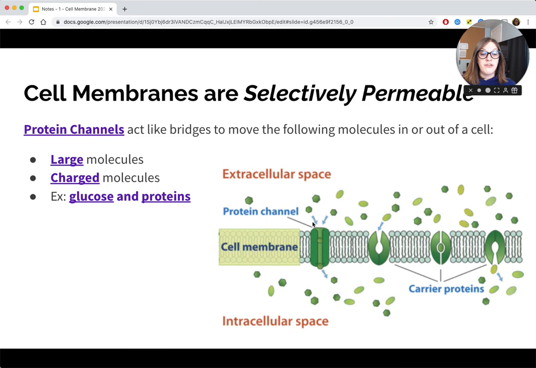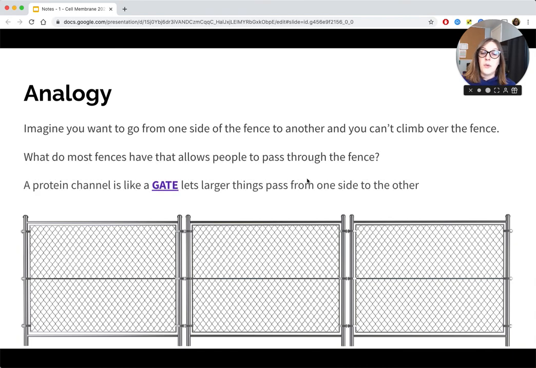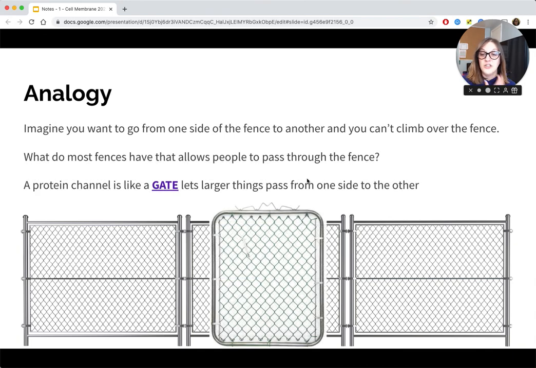So imagine you have a really large molecule, like a beach ball. You need to have some kind of gate or bridge that allows that molecule to go in and out of the cell. If we were to go back to our chain link fence analogy, a protein channel is like a gate that you can open and close that would allow a larger molecule, or a beach ball, to go through.